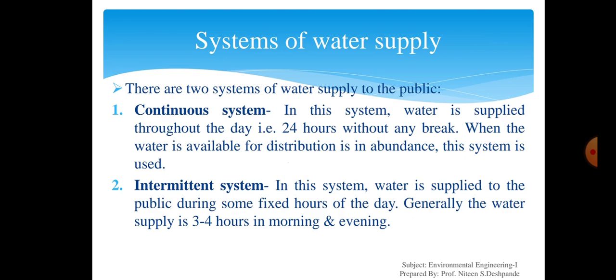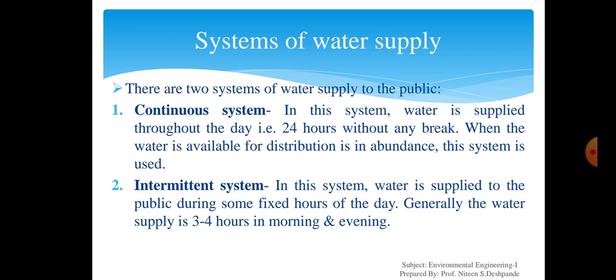Now we will see the systems of water supply. Basically there are two systems of water supply to the public. First is the continuous system, and second is called the intermittent system. In the continuous system, water is supplied throughout the day, that is 24 hours without any break. When the water available for distribution is in abundance, this system is used.